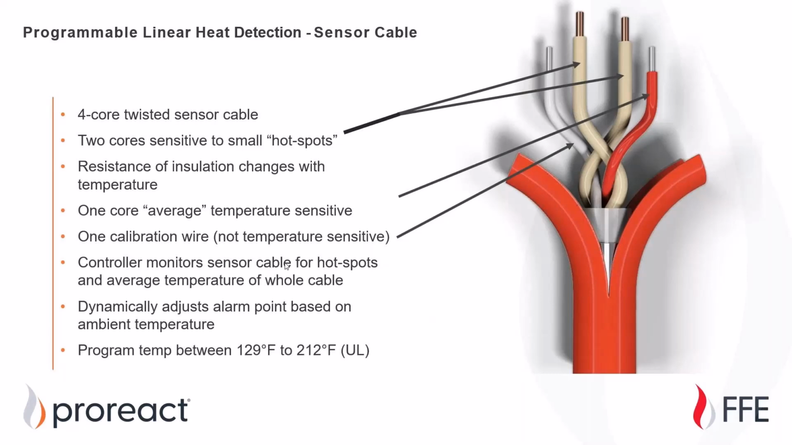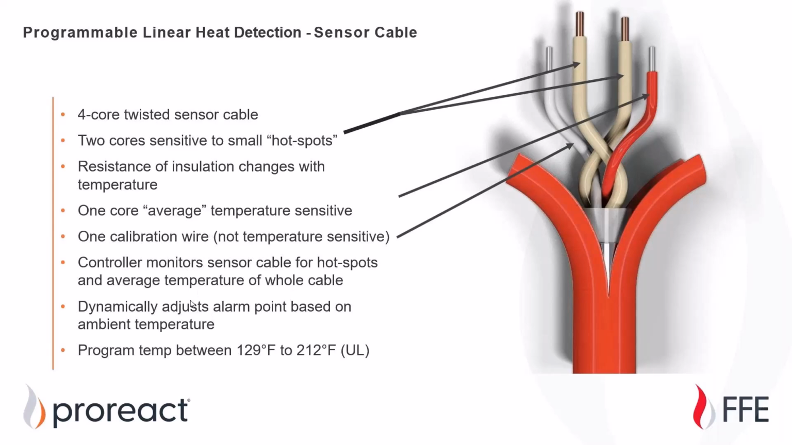So now switching gears to the programmable linear heat detection version of ProReact. This is different in that it is a 4-wire or 4-core sensor cable. We mentioned that it doesn't melt upon activation, but it has additional wires because it's referencing ambient temperature and it's monitoring for changes. So there's different calibration wires and your average temperature sensitive wires.